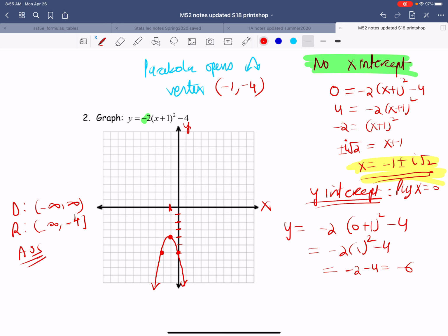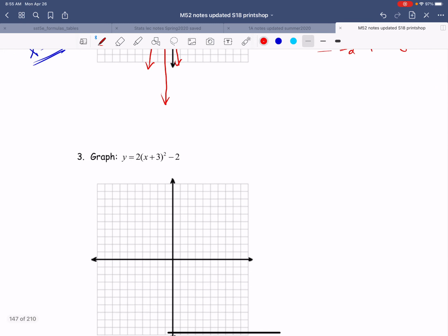What is the axis of symmetry? The axis of symmetry is always the x coordinate of the vertex, so x equals -1. This is the straight line that will be passing through your parabola exactly in the middle. That's my axis of symmetry, and the equation of this line is x equals -1. Right, let's look at another example.